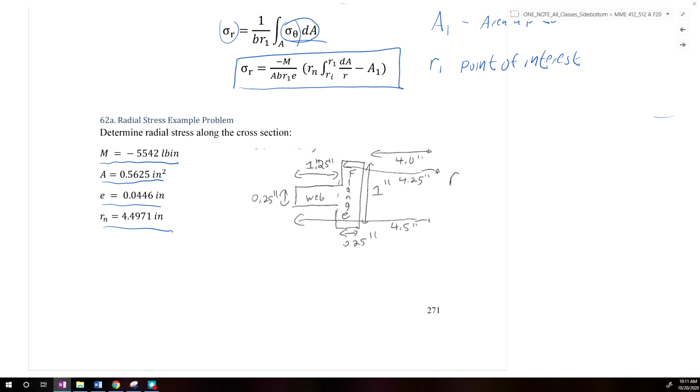So what we want to define is our radial stress within both the flange of the beam and within the web of the beam. Our web is this portion, and our flange is this portion. We're going to have two equations: one for the stress within the flange, and its own equation for the stress within the web. We're going to use the equation we defined in the last video to determine our radial stress.